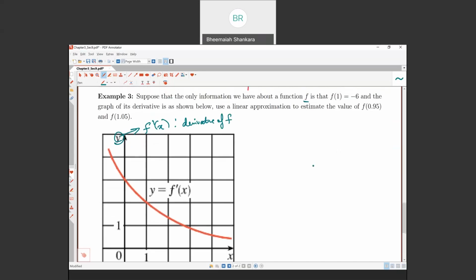Given this, you are asked to use a linear approximation to estimate the value of f of 0.95 and f of 1.05. Had we been given the function f of x, then we could have used the linear approximation formula like our example 1. But without the function being given, you are given its derivative graph, not even the function graph, but just one functional value. You are asked to calculate the value of the function at different points, 0.95 and 1.05. So let's do this.